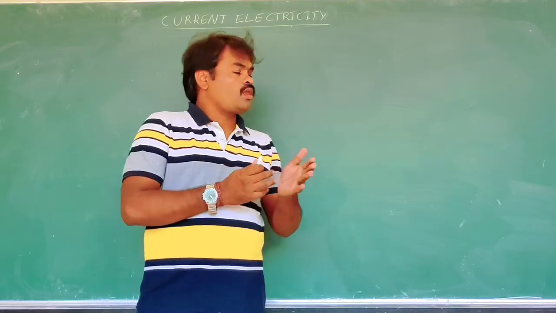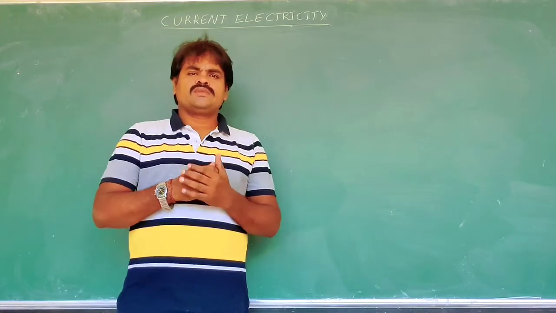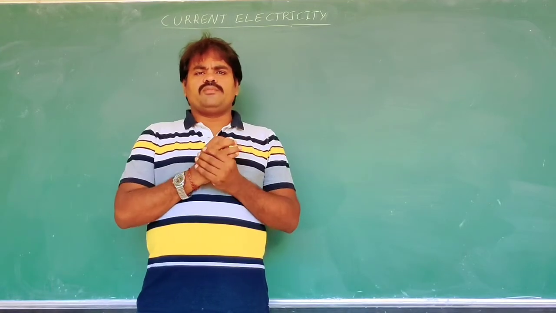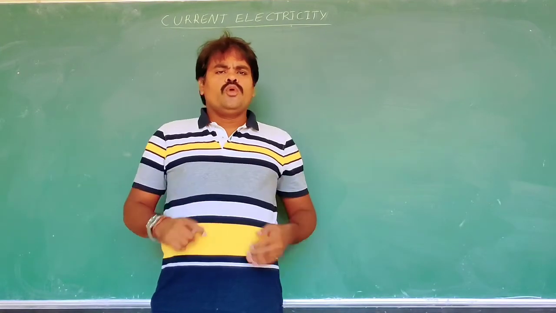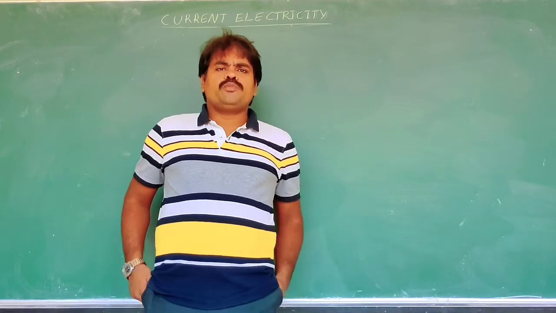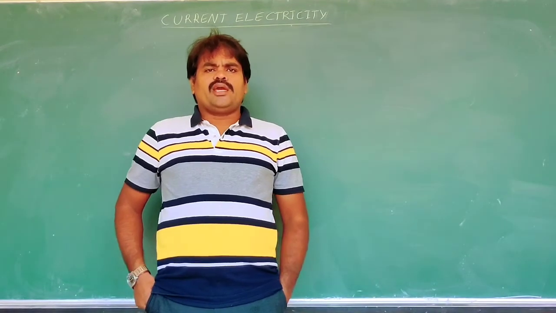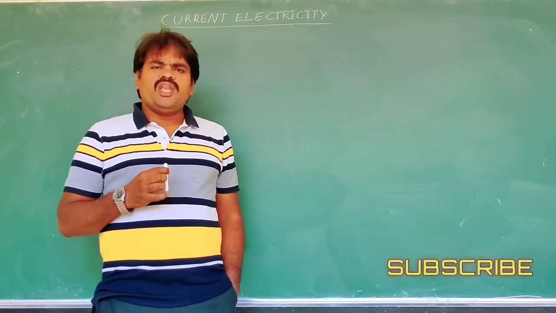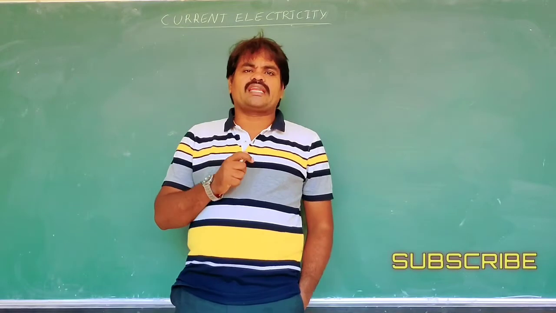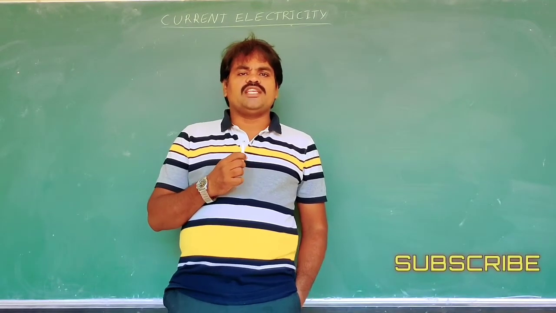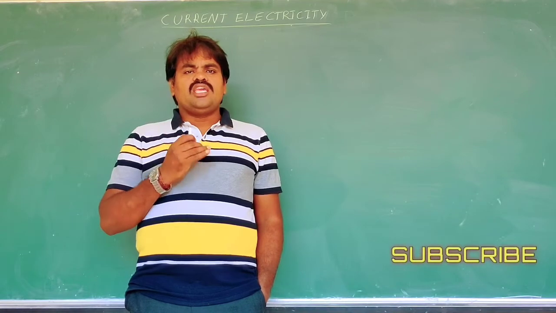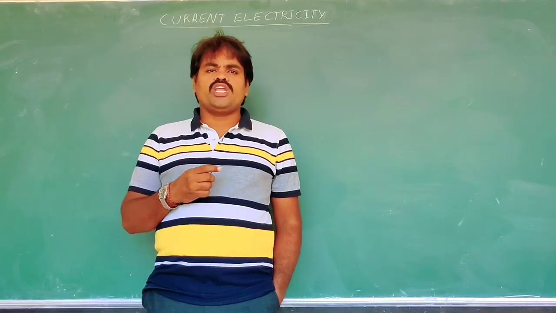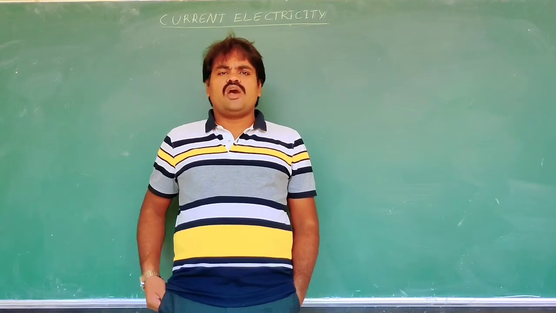We are discussing current electricity. This chapter can be divided into four parts. The first part is electric current and Ohm's law. The second part is combination of resistors and electrical energy. The third part is cells, EMF and internal resistance. And the fourth part is Kirchhoff's laws and its applications.